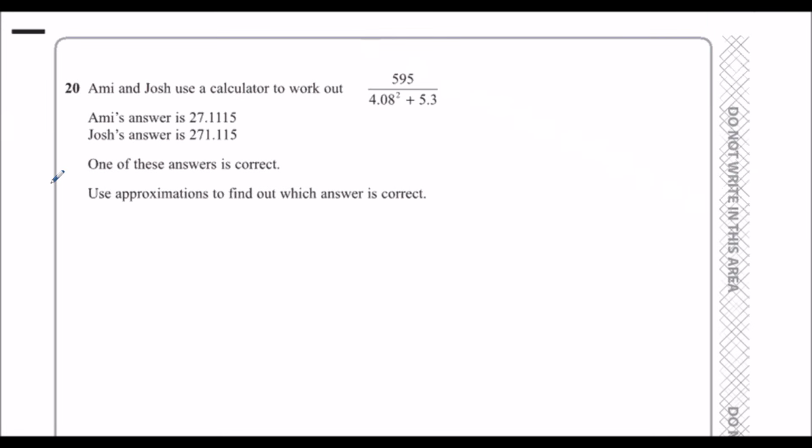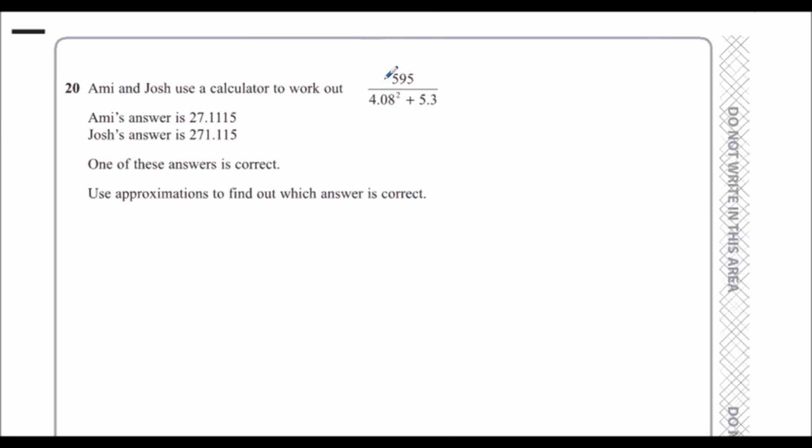Amy and Josh, question 20. Amy and Josh use a calculator to work out 595 divided by 4.08 squared plus 5.3. Amy's answer is 27 point something. Josh's answer is 271 point something. Only one's correct. Work out which one. So use approximations to find out which one is correct.